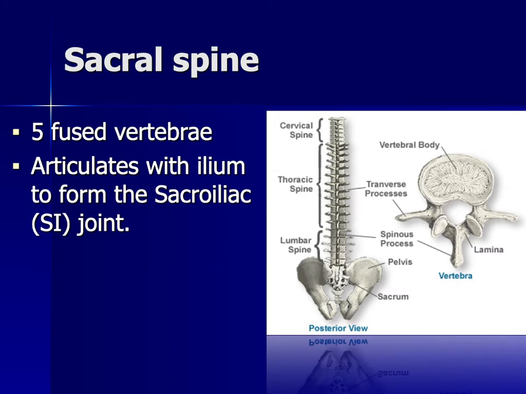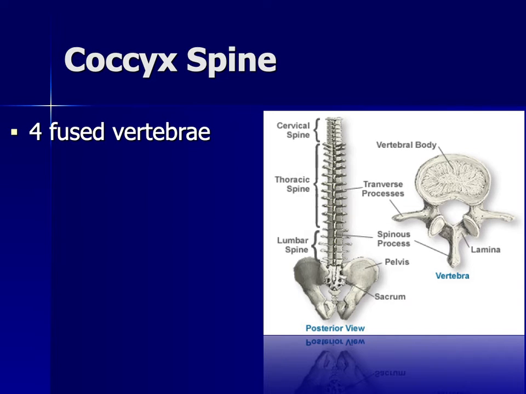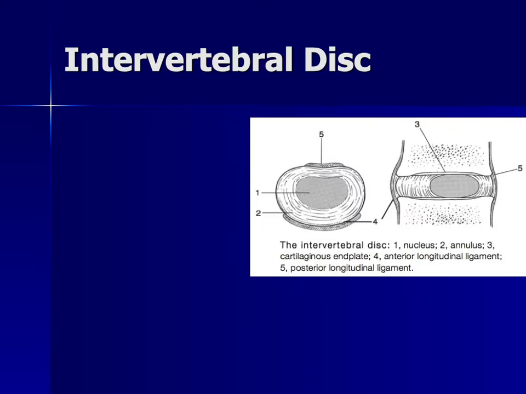Next area is the sacral spine. We have 5 fused vertebrae. We've talked about the sacrum and the pelvis area. Again, it articulates with the ilium to form the SI joint, as we talked about in previous presentations. And our last one is the coccyx, which is our tailbone, and there are 4 fused vertebrae there. So that's 33 vertebrae in our spine or vertebral column.